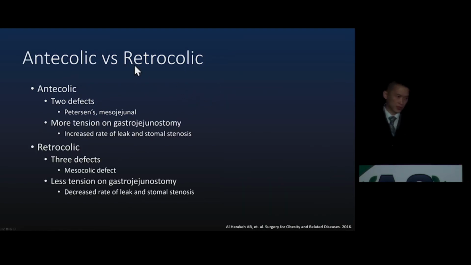So a little bit about the Roux limb. Can be antecolic or retrocolic. Here are some of the advantages and disadvantages. Just to highlight, the antecolic approach creates more tension on the GJ anastomosis, which is associated with an increased rate of leak and stomal stenosis. The retrocolic approach creates an additional mesenteric defect, specifically the mesocolic defect, and that has a risk of internal hernia.